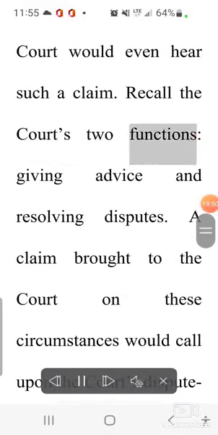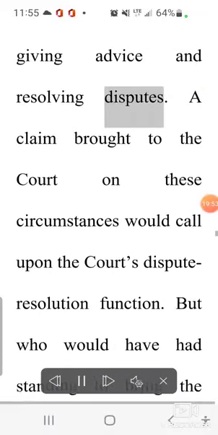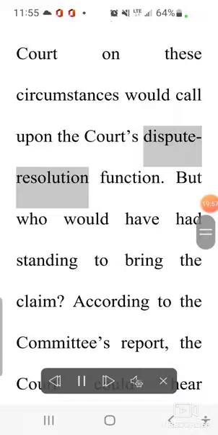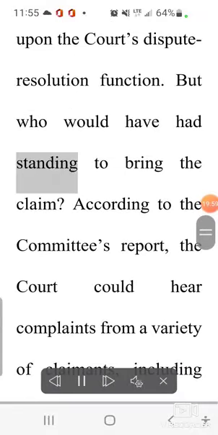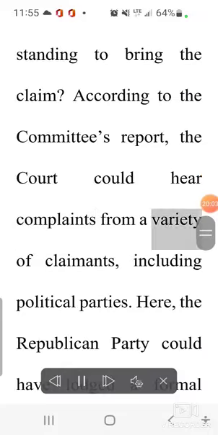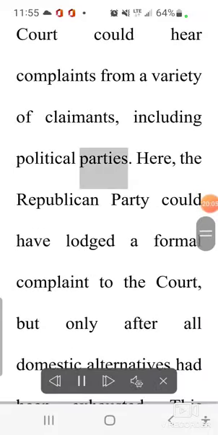Recall the court's two functions, giving advice and resolving disputes. A claim brought to the court in these circumstances would call upon the court's dispute resolution function. But who would have had standing to bring the claim? According to the committee's report, the court could hear complaints from a variety of claimants, including political parties.